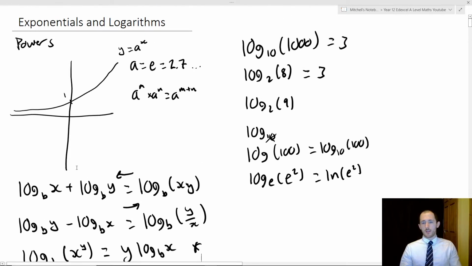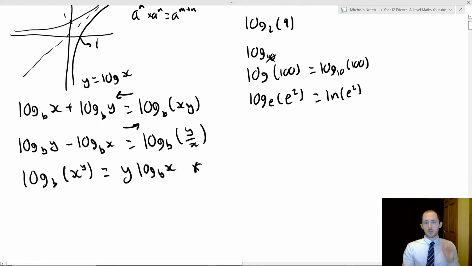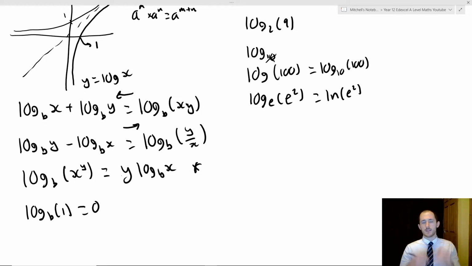Now, another thing to note is that the logarithm function is the inverse function of power. So it's going to be an inverse graph. If you were to draw it on here, it's going to be like this, where it should be a mirror reflection. So this is y equals log x. And this value here is always going to be 1. So what that means is that log of 1, and it doesn't matter what base you have, always equals 0.